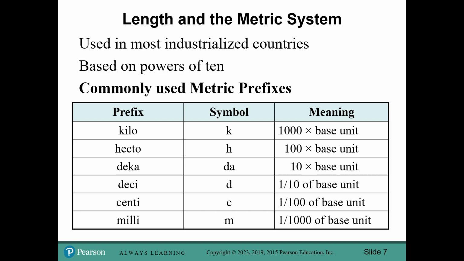Now, kilo means 1,000 times the base unit. Hecto means 100 times the base unit. Deca with a K means 10 times the base unit. Deci with a C is 1/10 of the base unit. Centi is 1/100th of the base unit, and milli is 1/1000th of a base unit.